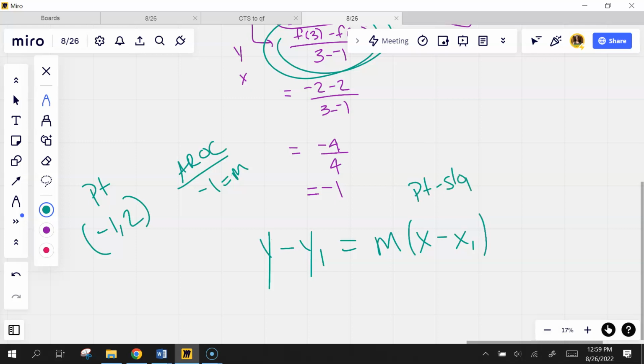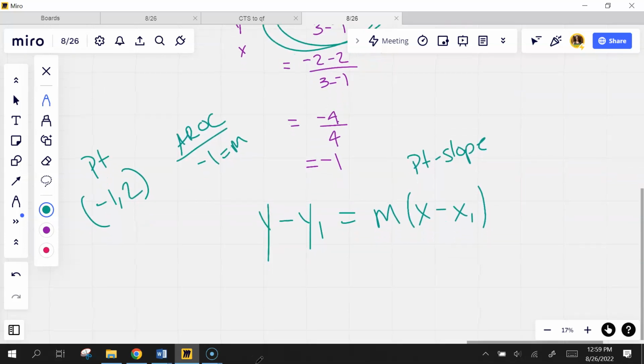If you do not remember point slope form of a line, it is the best equation, in my opinion, of a line. We can manipulate it to get to any other form, but we want to start with point slope form because that's what we have, a point and a slope. So here's my x1, y1. Here's my slope. y minus 2 equals negative 1 times x plus 1.